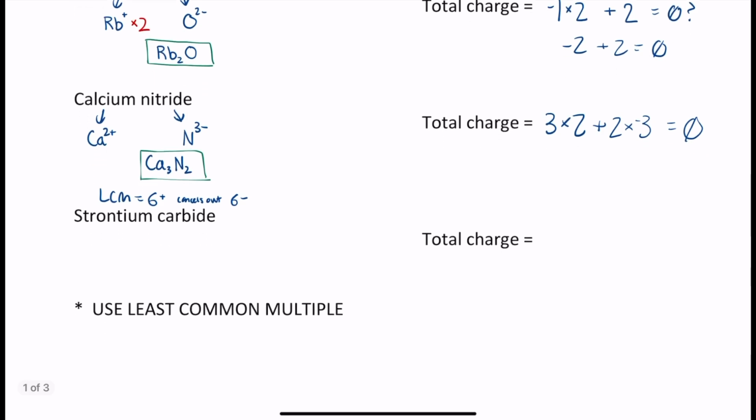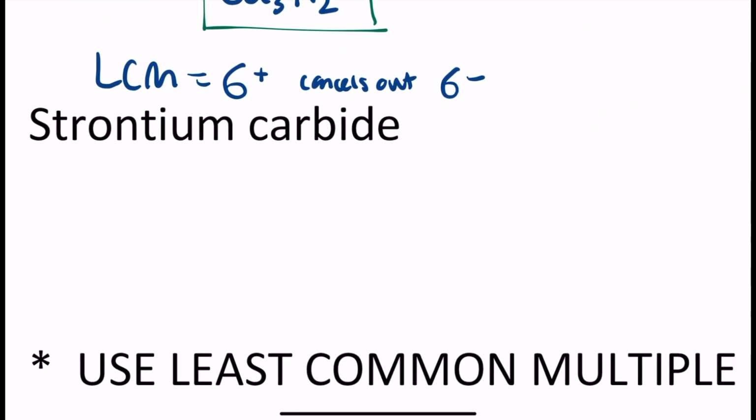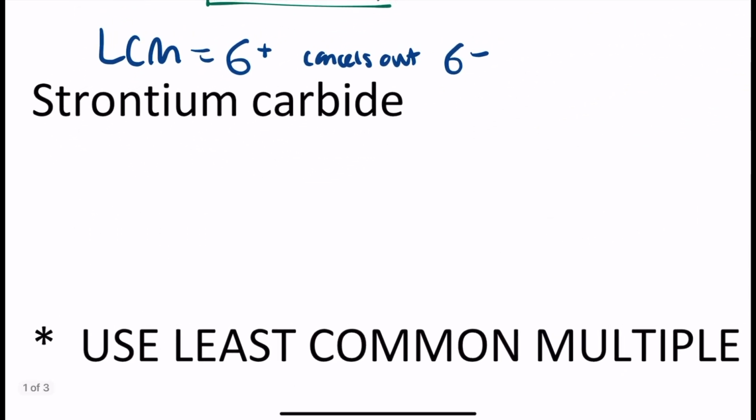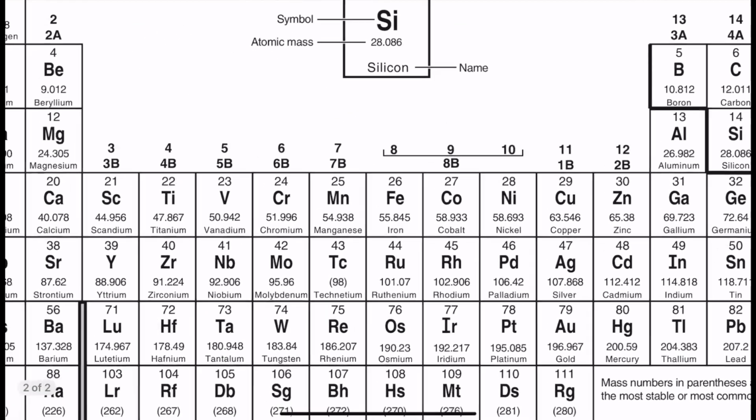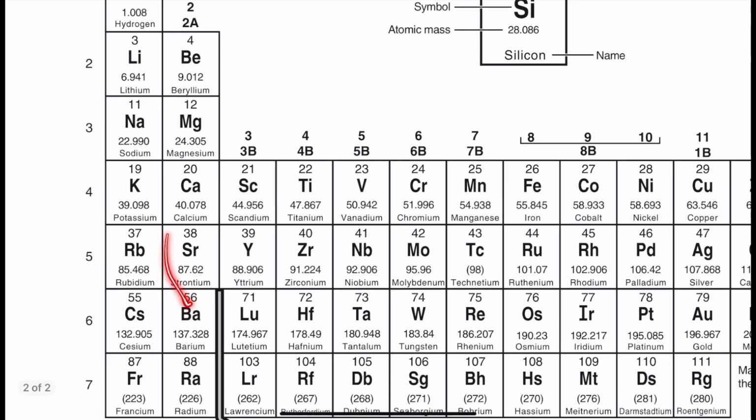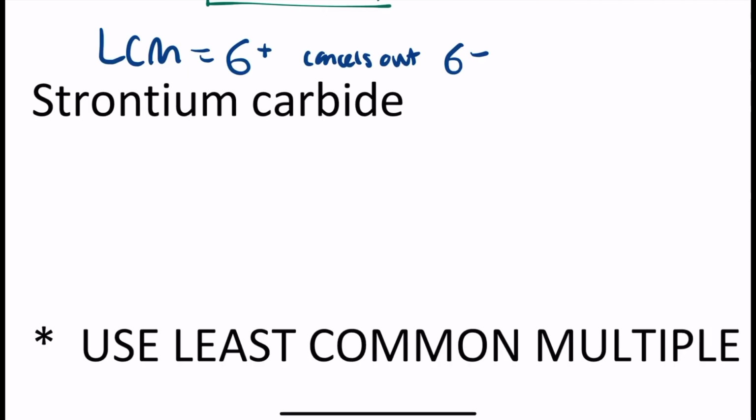All right, let's do our last example as well. Strontium carbide. Strontium, if we look on our periodic table, it's over here on the second column, 2A. So it's going to have a 2 plus charge, and the symbol is Sr.